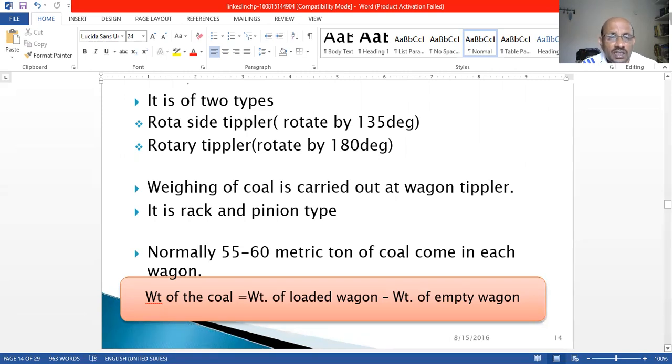Okay. What is the weight of the loaded wagon? What I discussed means whenever we are keeping the coal, and after that, what is the weight of the empty wagon? What is the weight of the empty wagon? What is the weight of the loaded wagon? Then we will get the weight of the coal.